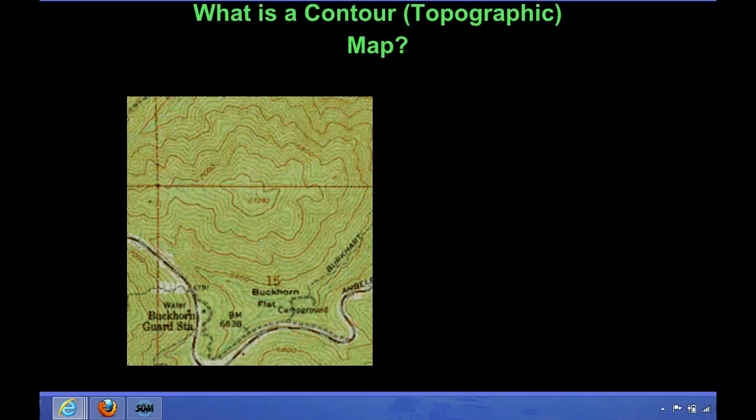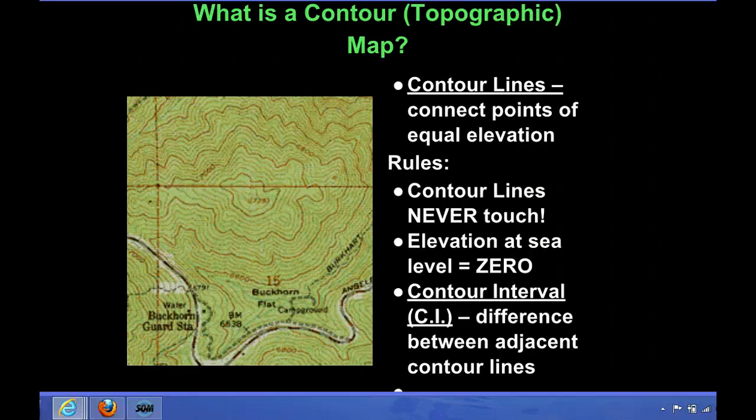So what is a contour map? Well, as we said, a contour line will connect points of equal elevation because contour maps show elevation. That means that anywhere along a line that you go, you will have the same elevation. Contour lines never touch, although they do appear to be touching on some maps. In reality, they are never touching. Elevation at sea level is always 0.